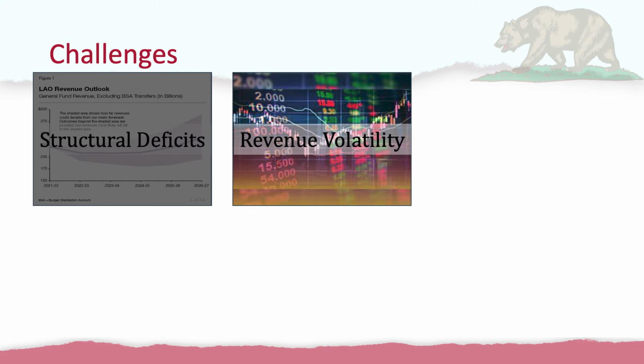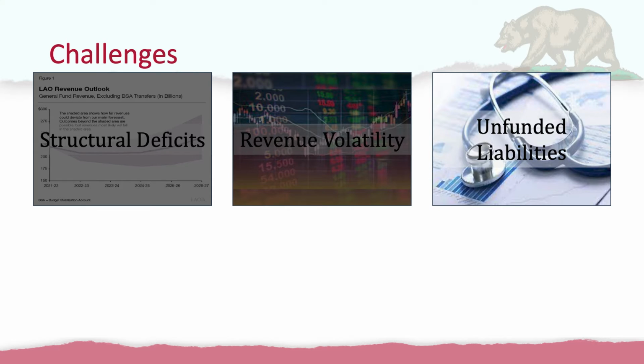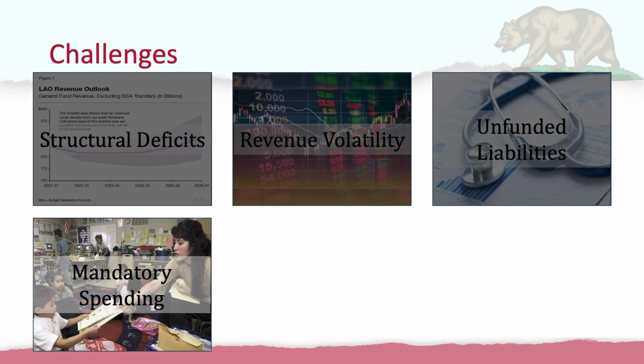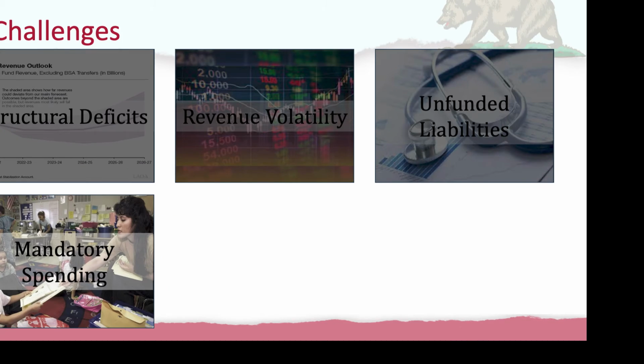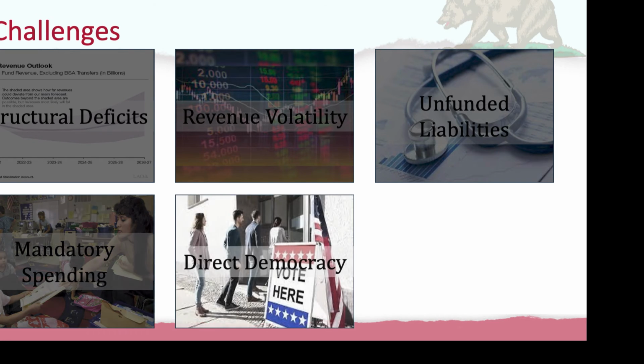The state also faces substantial unfunded liabilities, particularly in pension and retiree healthcare costs for public employees. Addressing these liabilities while maintaining essential services is a budgetary challenge, particularly as population growth in the state begins to slow. A significant portion of the budget is dedicated to mandatory spending, including K-12 education and healthcare, leaving fewer discretionary funds for other priorities. Meeting the needs of these programs while balancing the budget is challenging, and the problem is exacerbated by the state's initiative process, which empowers voters to direct state resources to specific purposes, limiting the flexibility of the legislature to address various competing budget priorities.